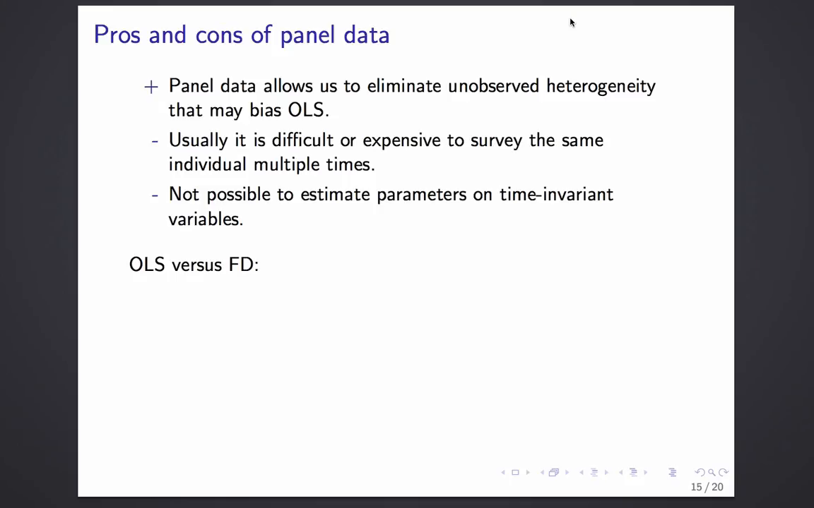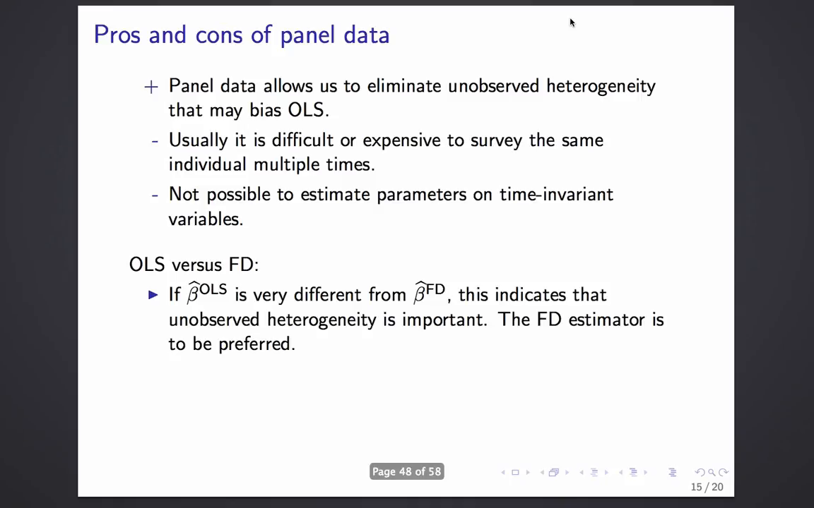Well, if you have access to panel data, you can always estimate the model by OLS and also first differences. And if it so happens that the estimated OLS coefficients are very different from the estimated first difference parameters, well, that tells you, or it should tell you, that unobserved heterogeneity is important, meaning that OLS must be biased, which drives the difference between the two sets of results.